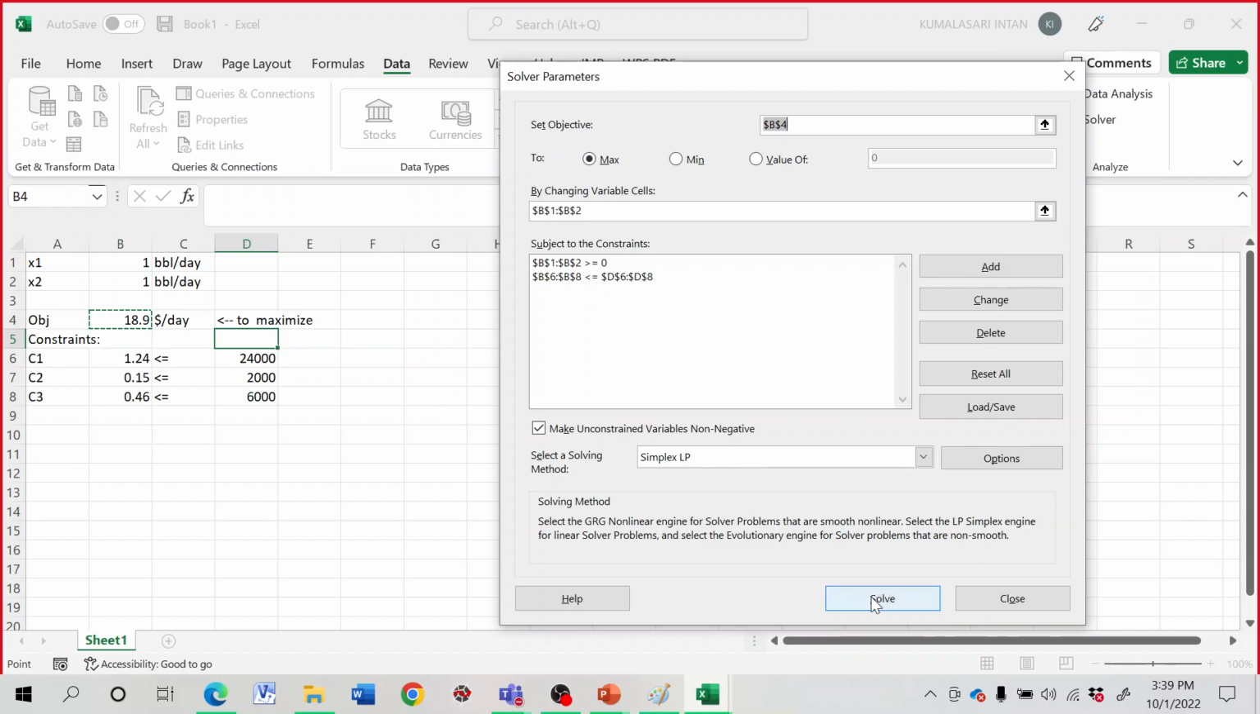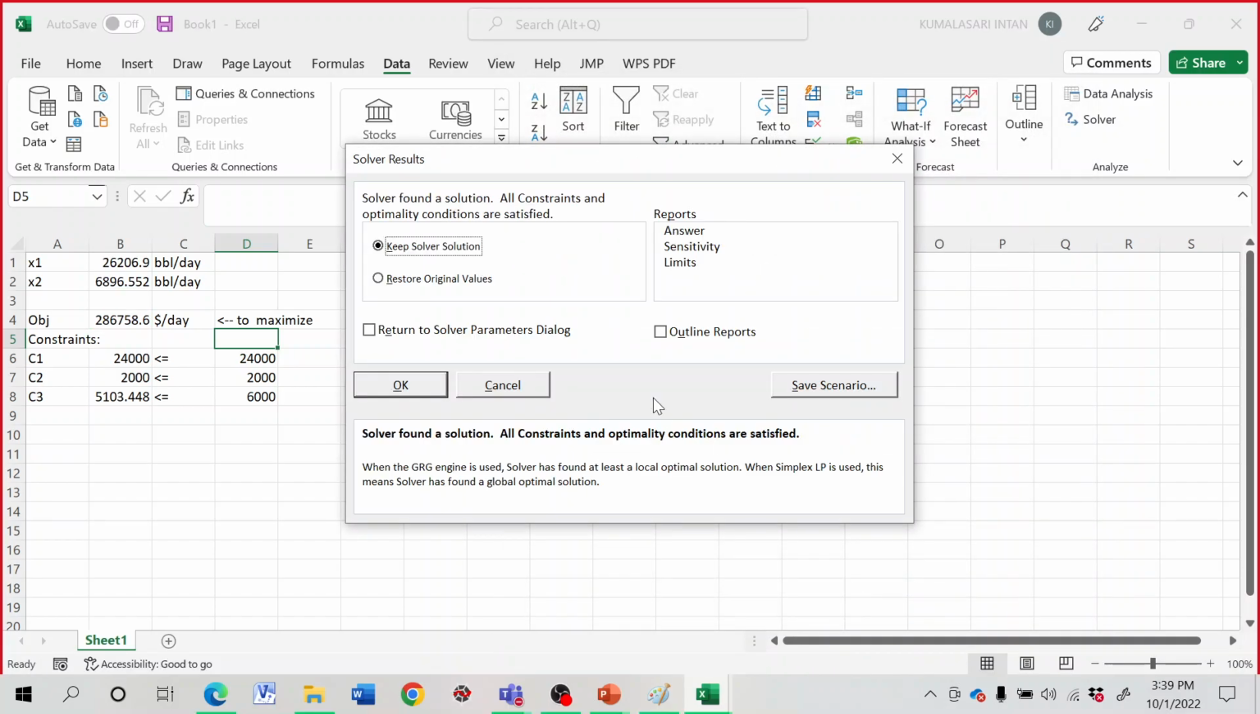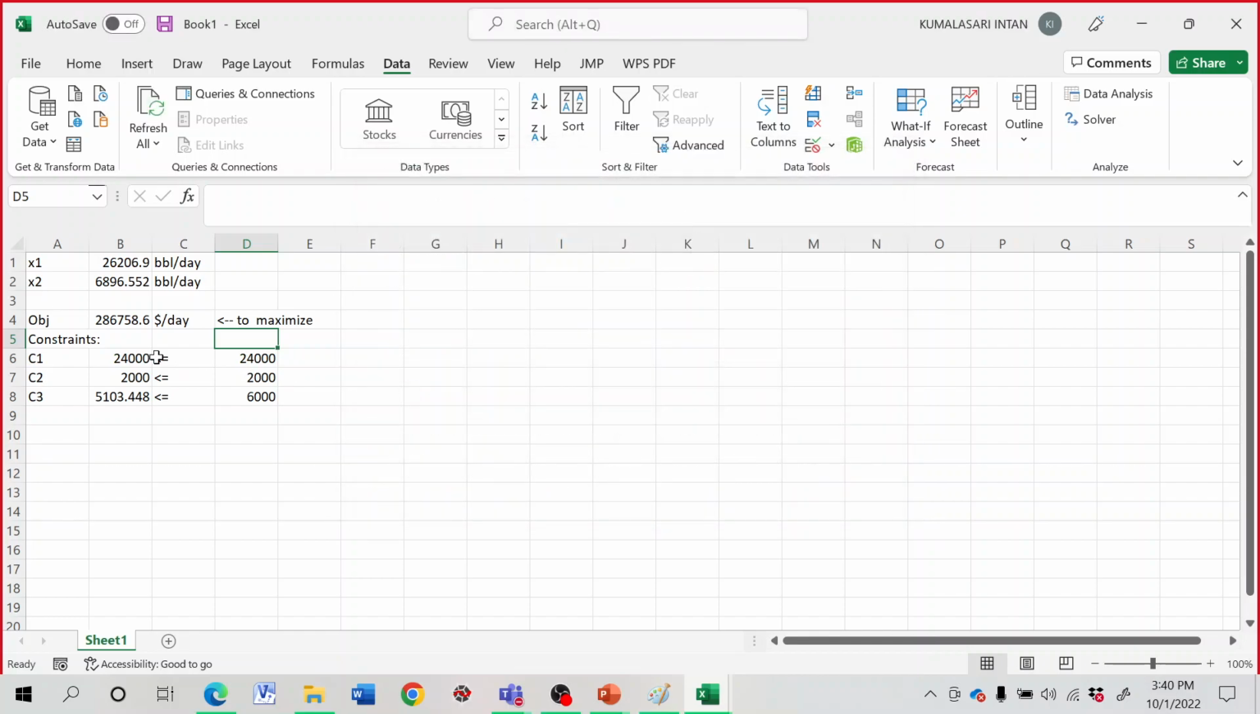And then we can click solve. So I click solve. Yes, you want to keep, click keep, and then click OK. You can go to these reports later to see, but I'm not going to go through that now. Click OK, and then you can see the objective function is 286758.